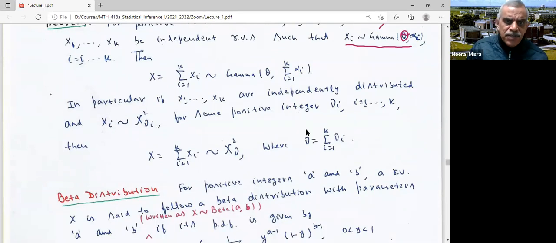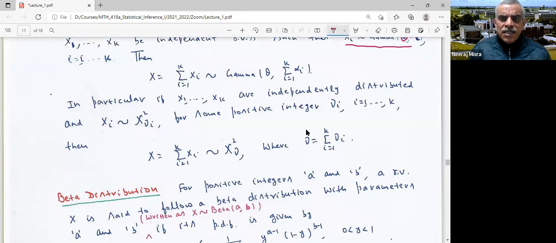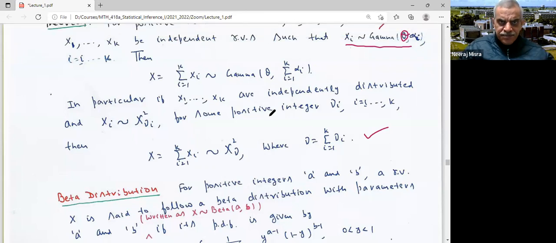In particular, if x1, x2, ..., xk are independently distributed as chi-square on nu i, chi-square on nu i means you have a gamma with theta as 2 and alpha as nu i by 2. Then their sum would again be gamma, basically, with theta as 2. And you know that gamma with theta equal to 2 is chi-square, and your nu i getting added. Because it will be gamma summation nu i by 2, which is the same as chi-square. So chi-square and gamma have the reproductive property.